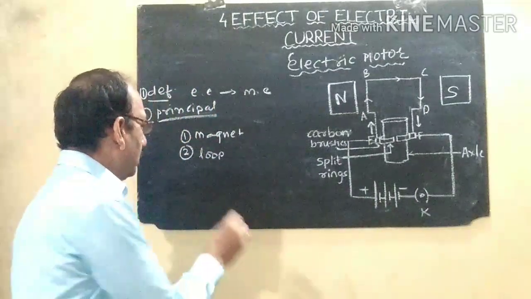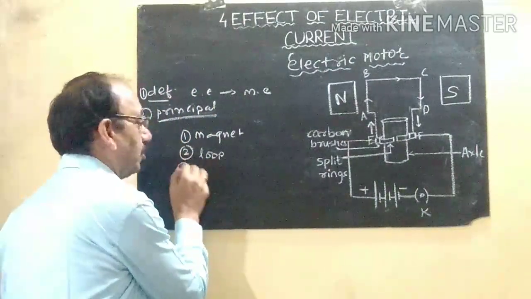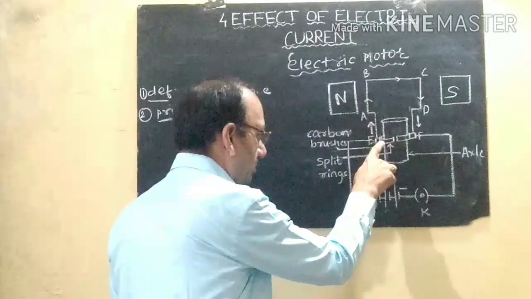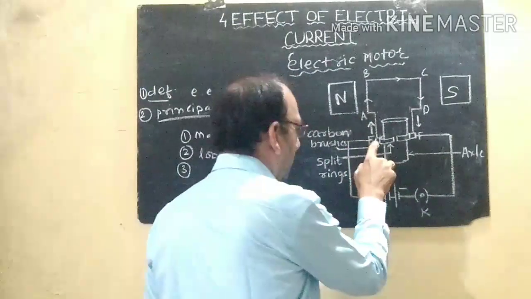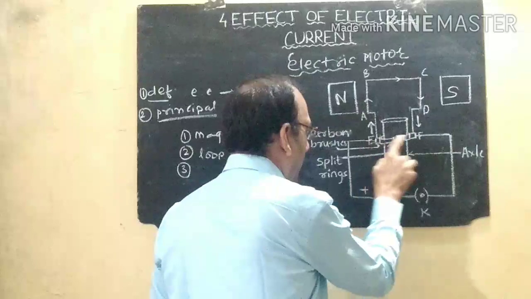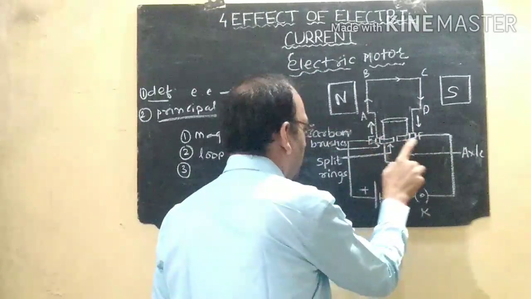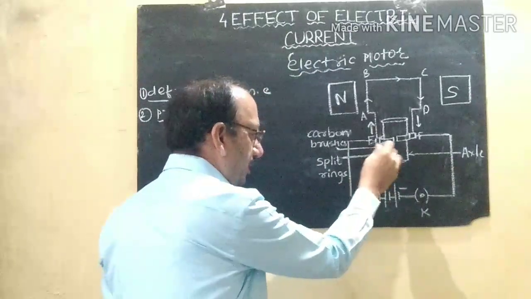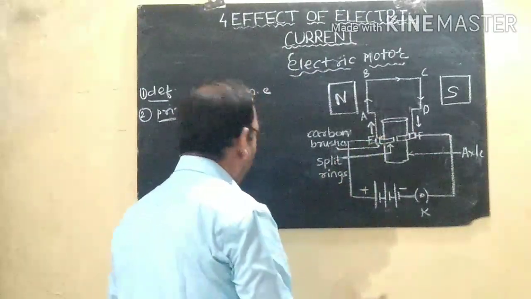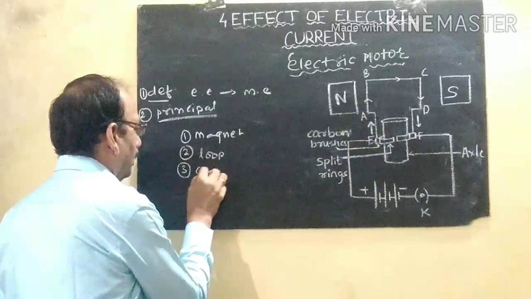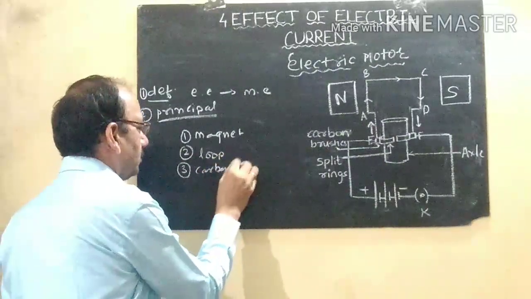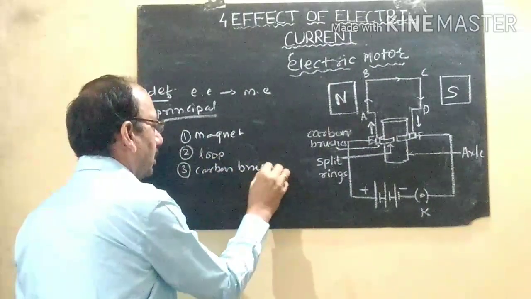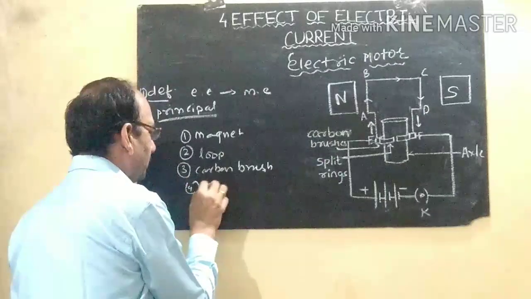Another component of this electrical motor is this. You can see here E and F. These E and F are carbon brushes. You can observe here the ring. Third is carbon brush. Fourth will be split ring.